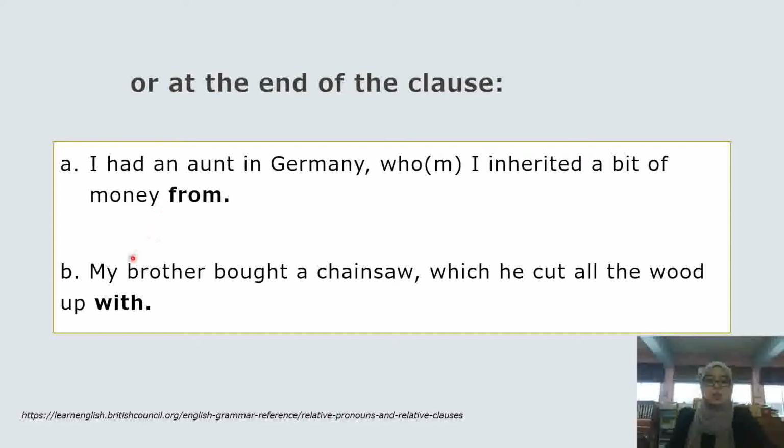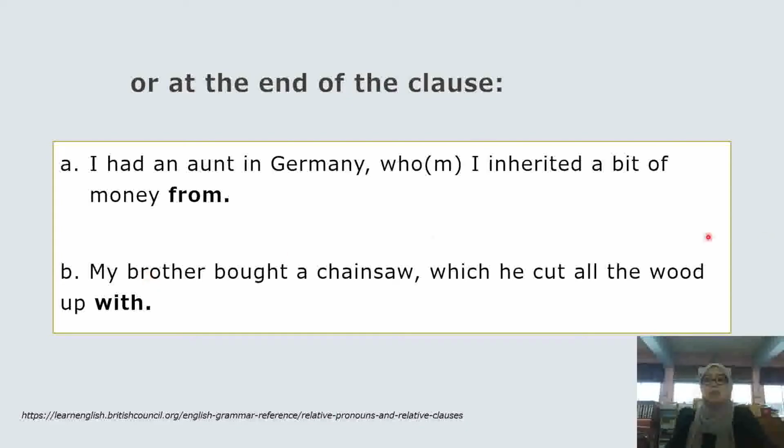Now let's look at B. My brother bought a chainsaw which he cut all the wood up with. Now you see the preposition, the word with, is at the end of the clause. So this is the difference between the preposition at the end and at the beginning of the clause.